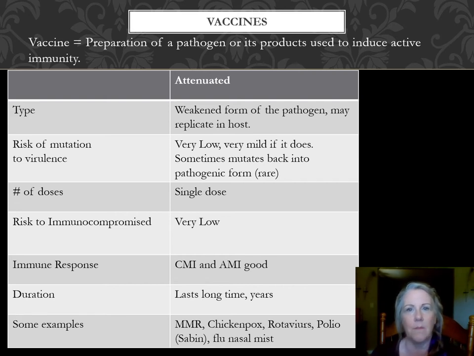Okay, some examples. Which are some common vaccines that you would have heard about that have attenuated organisms within them? These are the MMR, and the MMR stands for measles, mumps, and rubella. The chickenpox, rotavirus, polio, and there are two types of polio vaccines, and one's called the Sabin, named after the person who developed this type. And so that's the Sabin polio vaccine. The flu nasal mist is a type of attenuated vaccine as well.